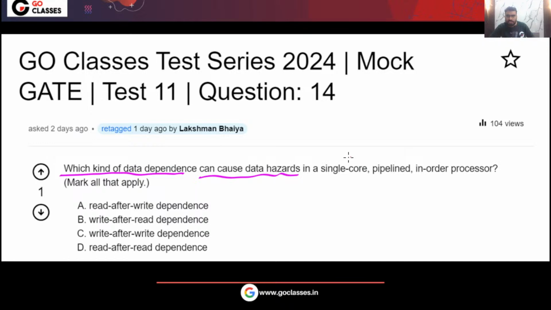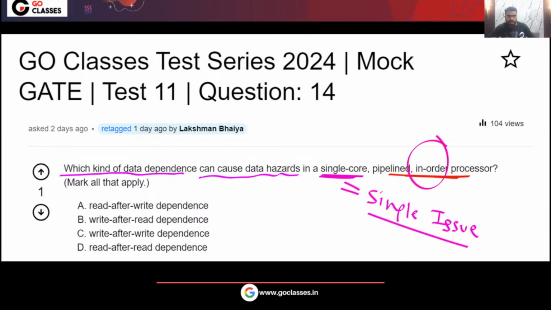The question is saying there is a single core processor, you don't have a multi-core processor. So single core processor simply means single issue. So you have a pipelined in-order processor. In this processor, which of the data dependences can cause data hazard? So the answer is only read after write dependence. The others cannot cause data hazard in an in-order pipeline.